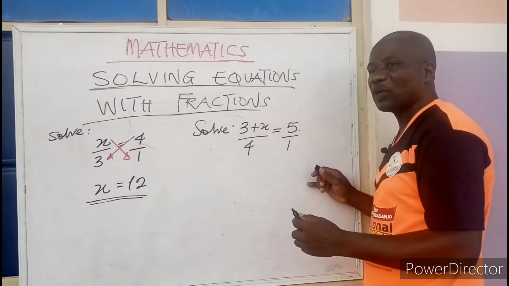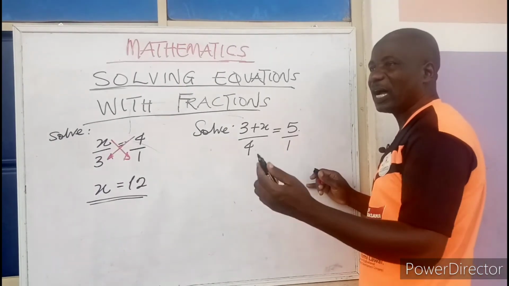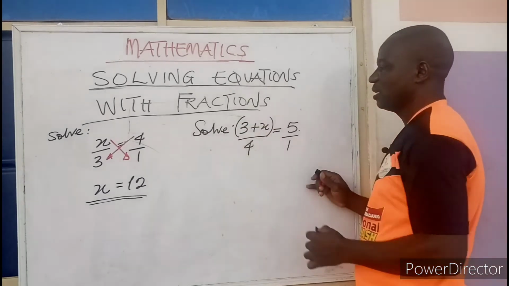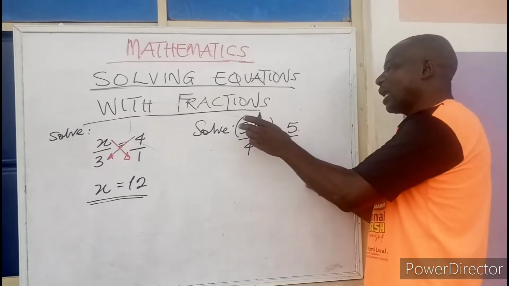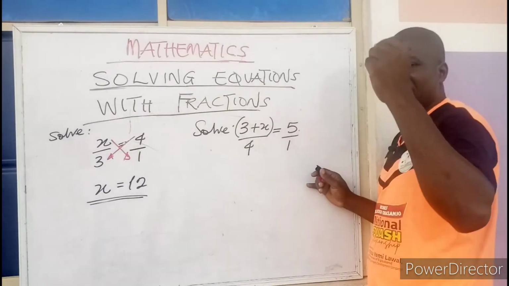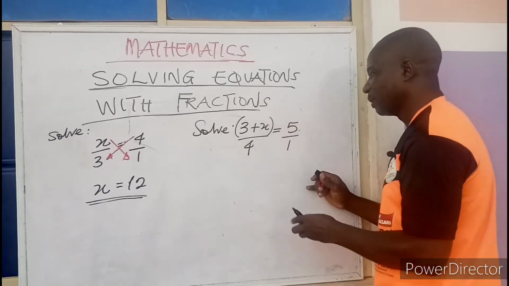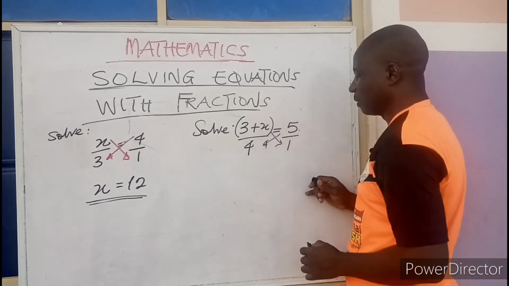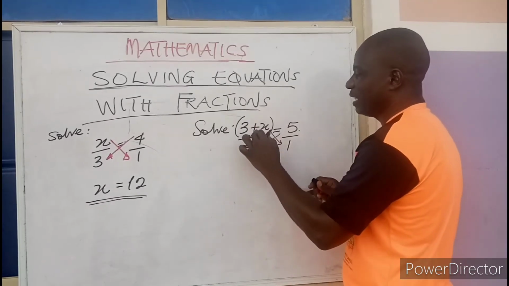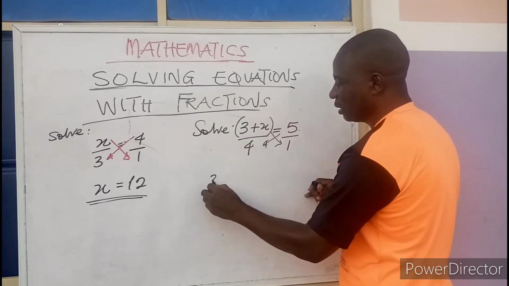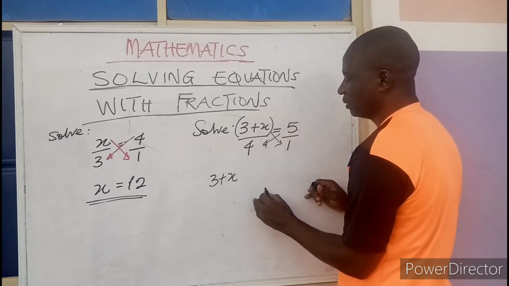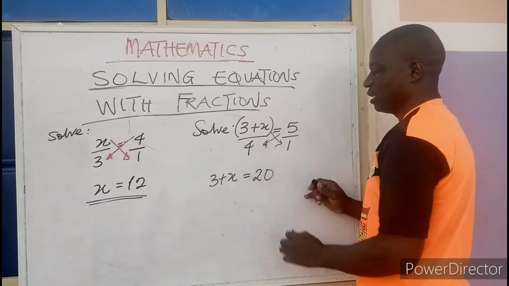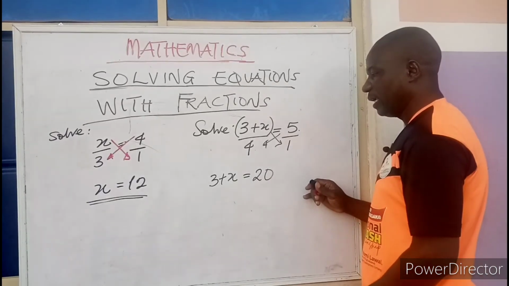Now, it is not easy for you to just cross multiply like that when you're having more than a house. All you need to do is put a bracket. This is a bracket. Now, it is very easy. When you now put a bracket, you are now making it to stand as an entity. That is one item. So, I can now do my cross multiplication. 1 times the bracket, 3 plus x is going to be 3 plus x is equal to 4 times 5. That is 20.